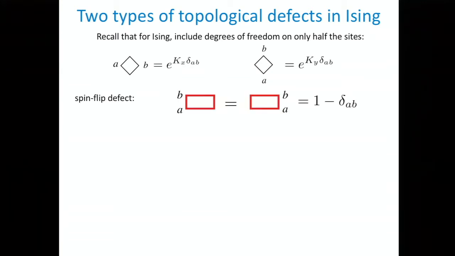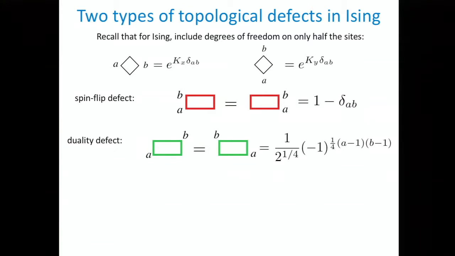For Ising, there are two kinds of defects. There's the spin flip defect, which just looks like this. You have a spin A, and when you cross the defect it has to be different. So plus has to be minus, and minus has to be plus, when you cross the defect. I remember in Ising we did this funny thing where we omitted half the degrees of freedom. This is why, for the next one, there's what people call a duality defect.